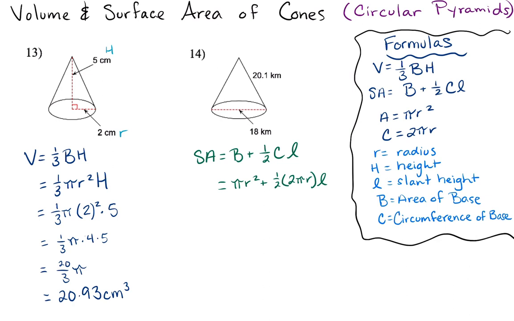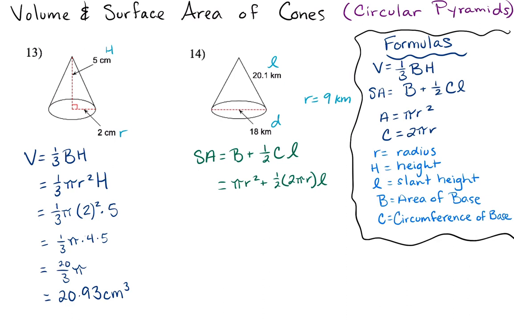We're definitely going to need to define r and l for this cone. Notice in this one, the red line at the bottom of the cone goes all the way through, which means that it is not the radius, it is the diameter, which means the radius is going to be half that, 9 kilometers. And 20.1, because it's coming up the edge of the cone, is going to represent the slant height. If it was a line coming up from the bottom, it wouldn't be the slant height, it would just be the overall height. So 20.1 is going to represent l, which is what we need.